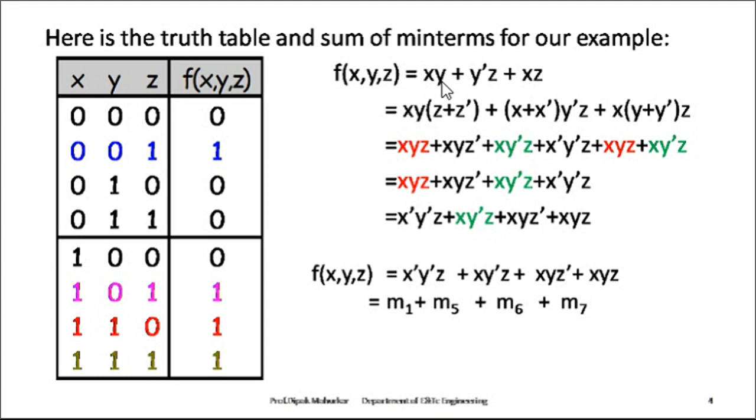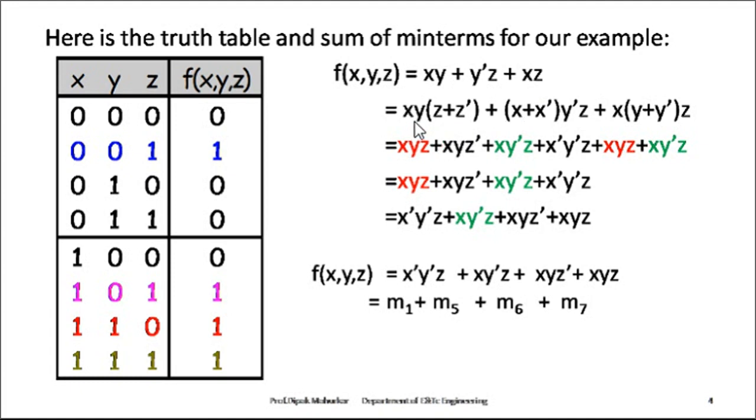If you observe the function, it contains the three variables x, y and z, but in every term one literal is missing. In the first term z is missing, so I write z + z'. Here x is missing, so I will write x + x'. Here y is missing, so I will write y + y'. Like this, I will multiply the respective term with the missing variable's factor.